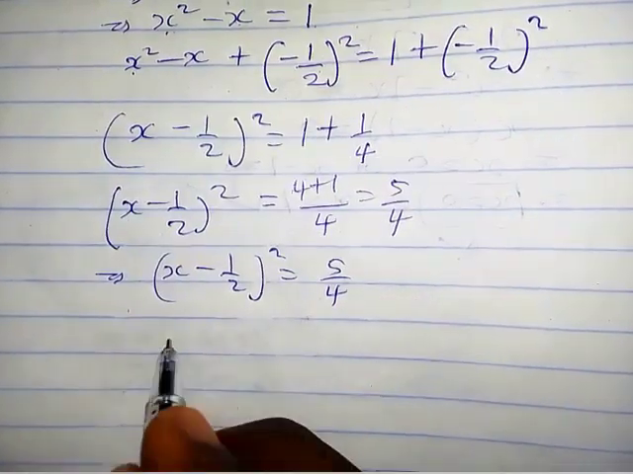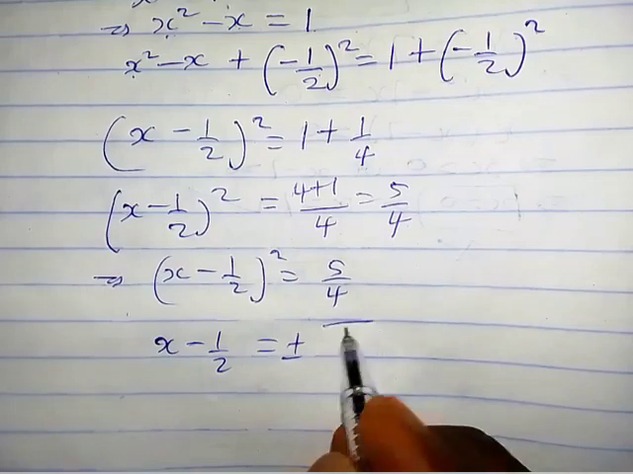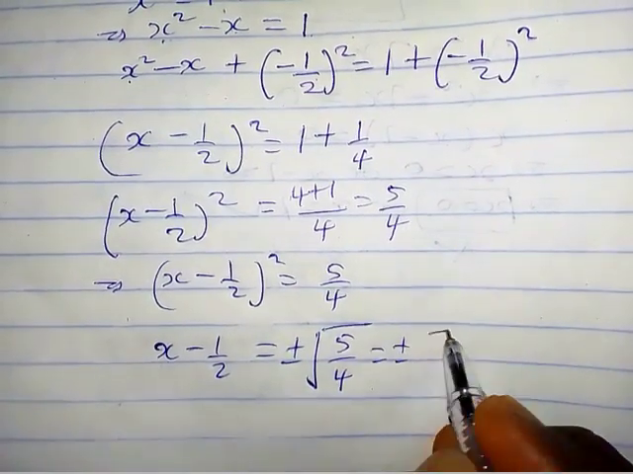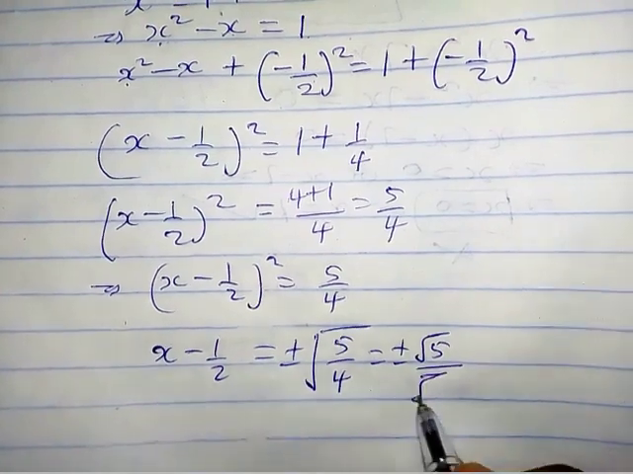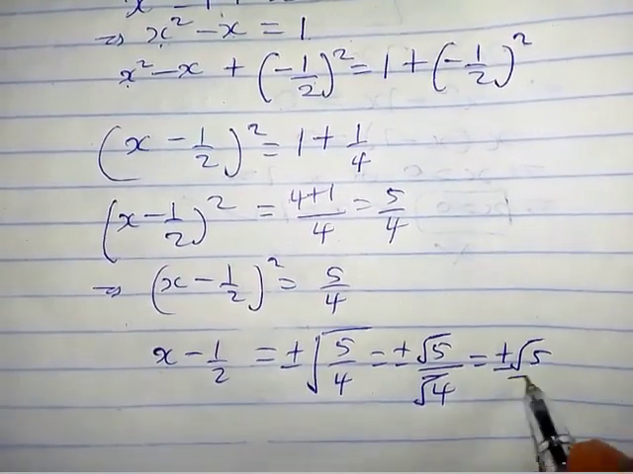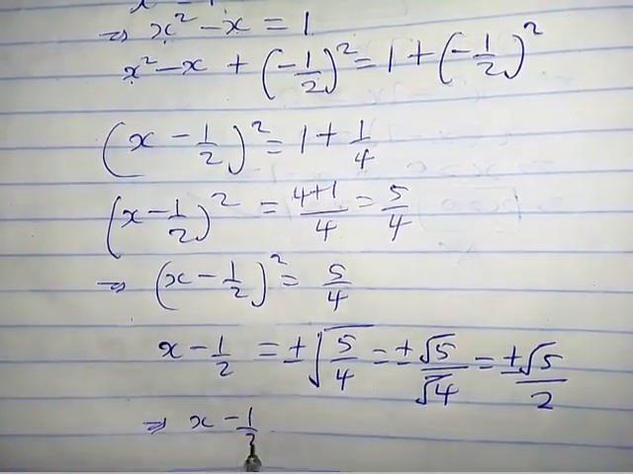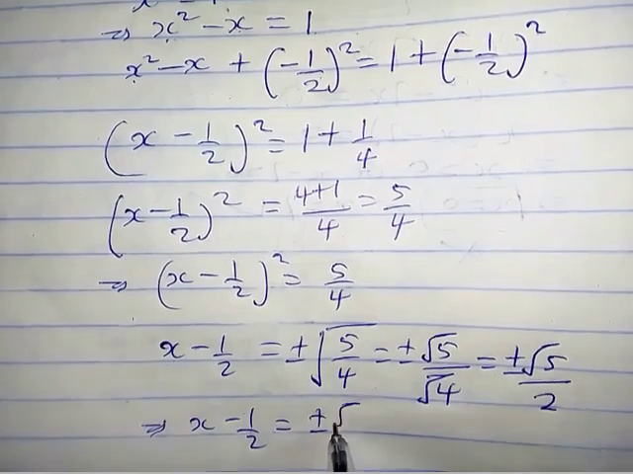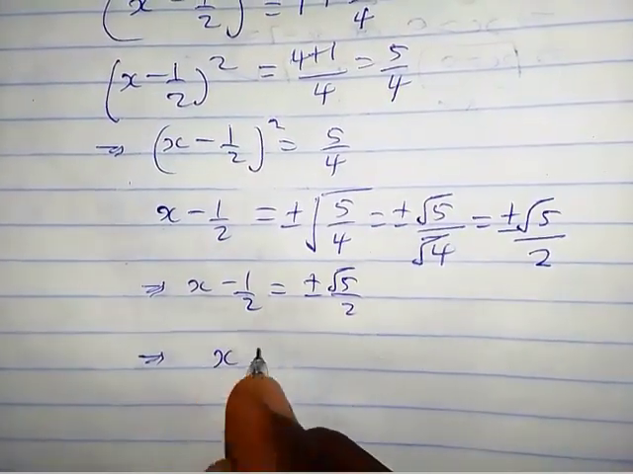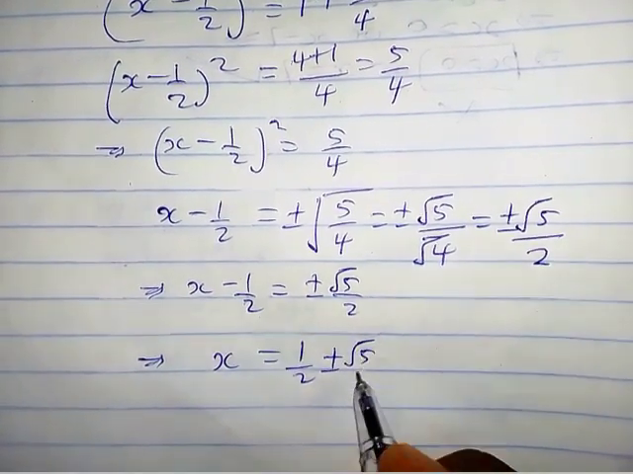So when we take the square root of both sides, we have x minus half equals plus or minus the square root of 5 over 4, which also can be written as plus or minus the square root of 5 over the square root of 4. So this is also equal to plus or minus the square root of 5 over 2. So this implies x minus half equals plus or minus the square root of 5 over 2. So we also have x equals, when this guy goes to the right, half plus or minus the square root of 5 over 2.